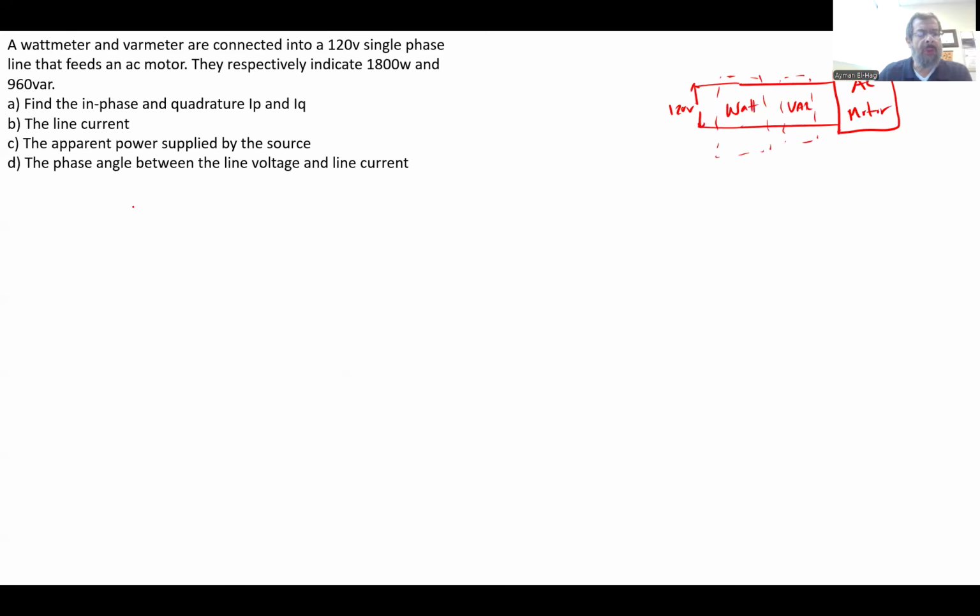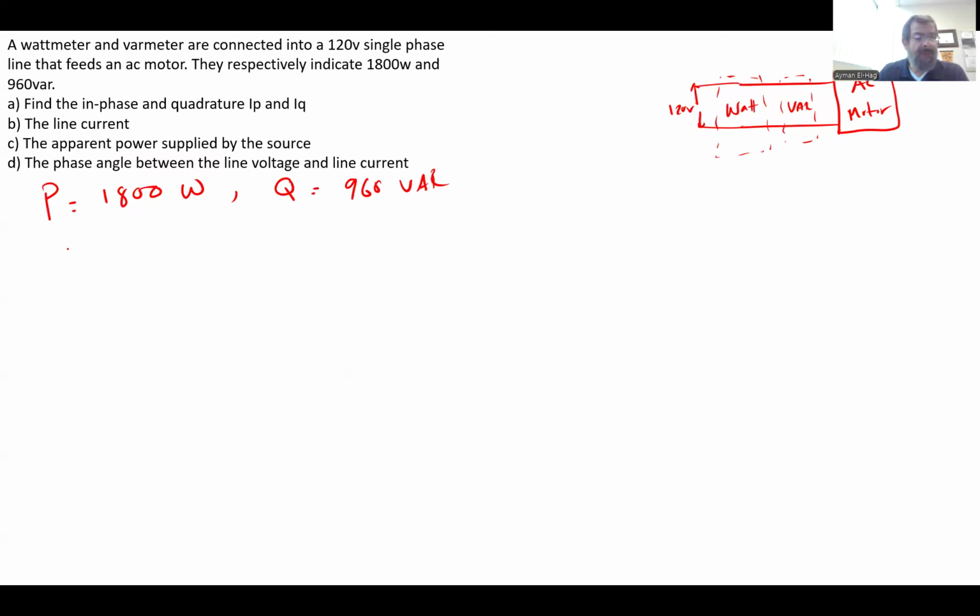So basically, what do we know here? We know that your P, the power, is 1800 watt, and your Q is equal to 960 var. Then it asks for the in phase and the quadrature components, I_P and I_Q, the line current, apparent power, and phase angle. Very simple, straightforward question. It tests your basic understanding of the power calculations.